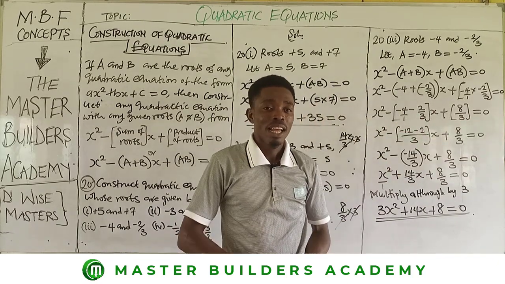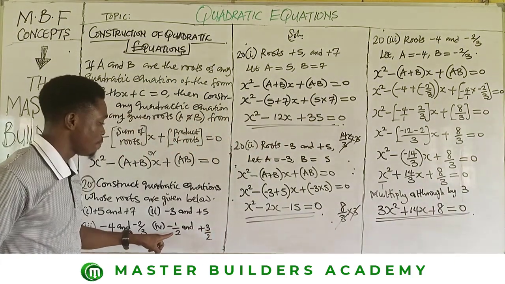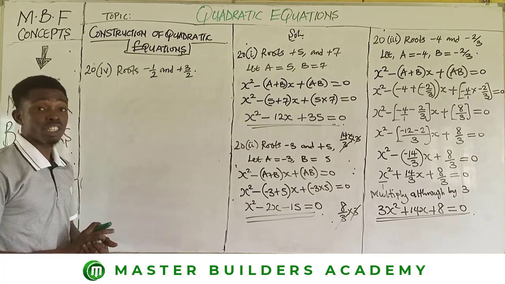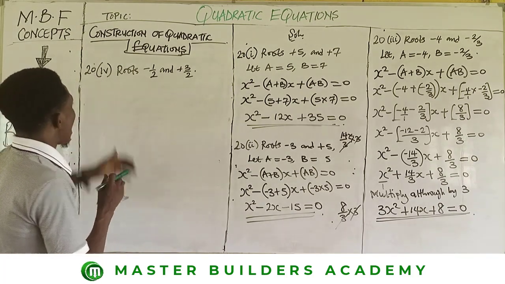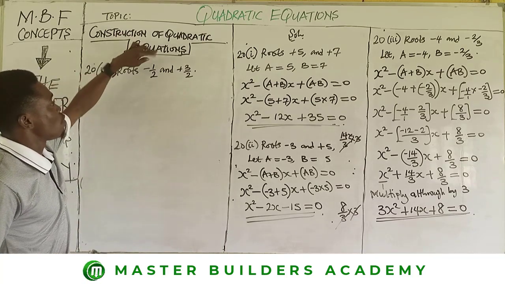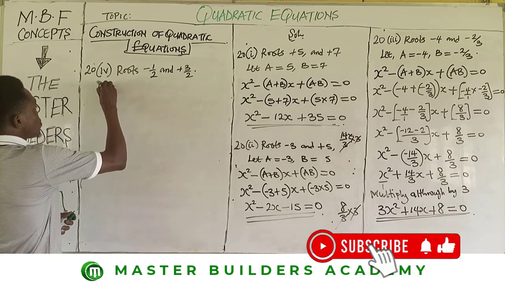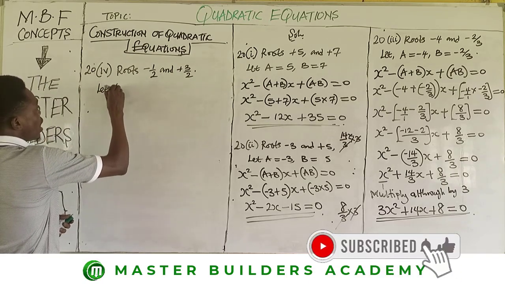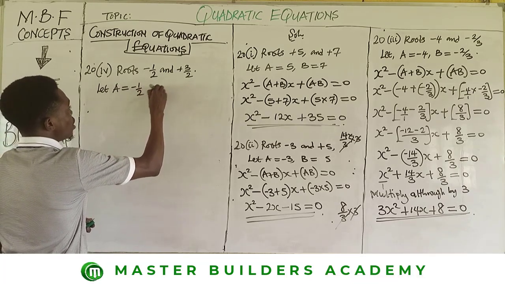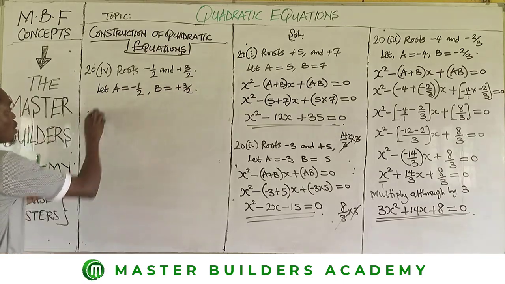So we'll look at the very last question, which happens to be question number 20. Alright guys, now let's look at the very last question, which is question 20, IV, Roman figure 4. Now the roots of the equation are -1/2 and 3/2. So we therefore say let A represent the first root and B represent the other root.